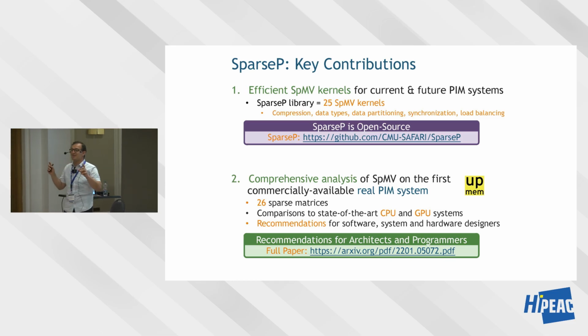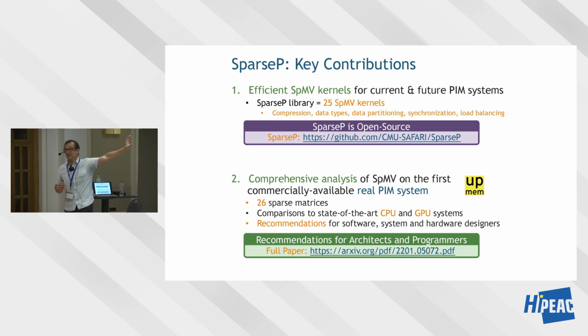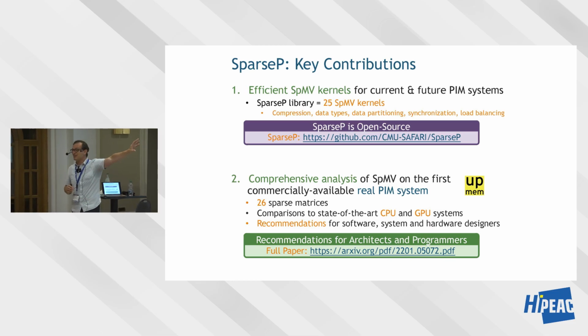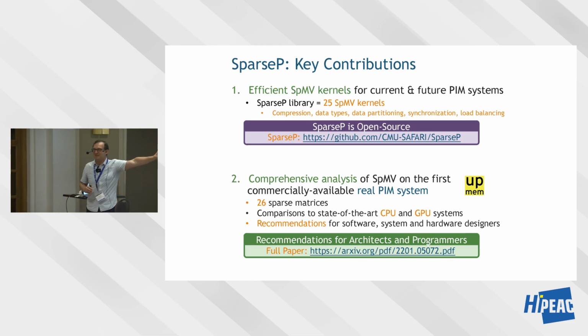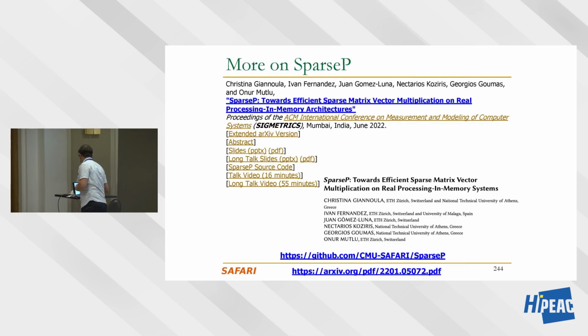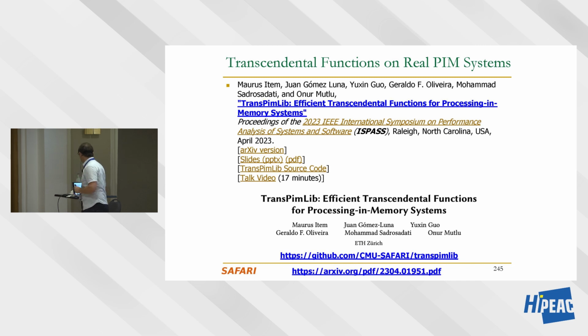And also keep in mind, this is the first real prototype of a processing in memory system. We're comparing this to 80 years of CPU development and 25, 30 years of GPU development. So it's good to always think about the fair comparison. Okay, we have more work that I'm not going to talk about.